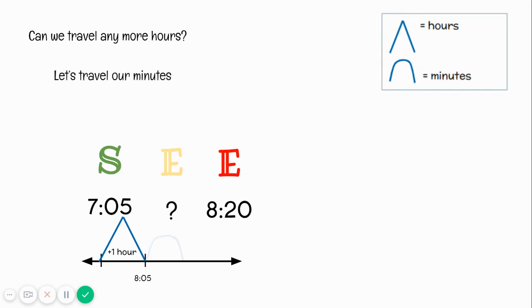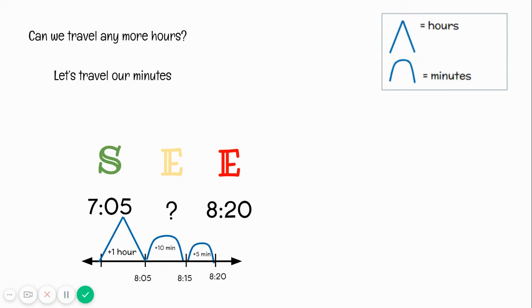Now I'm going to travel our minutes. So I'm going to go from 8:05 and add 10 minutes would put me at 8:15. And now, if I add another 10 minutes, that would put me at 8:25. That would be too much. So now I'm going to go down to 5-minute increments. So 8:15 plus 5 more minutes would put me at 8:20.